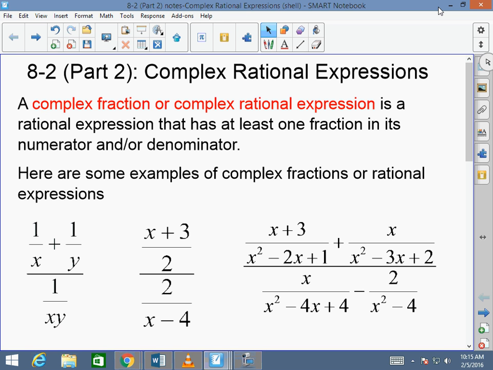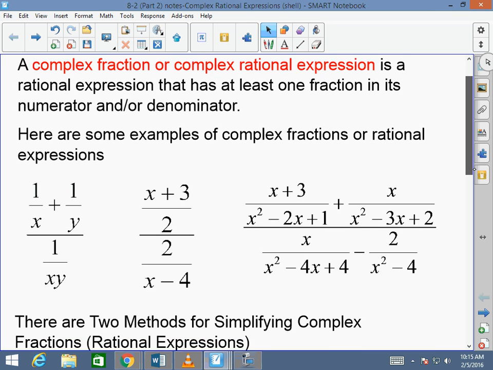Today we're going to continue with rational expressions, but we're going to learn how to simplify complex rational expressions. Sometimes these are known as complex fractions. Before we can really work with them, you have to recognize what they are. A complex fraction is a rational expression that has at least one fraction in its numerator and/or denominator.